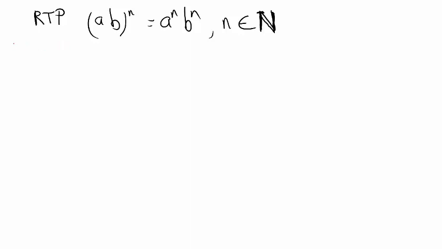So base case, try for n equals 1. One way of doing this is LHS means left hand side, RHS means right hand side. It's a common thing we do in mathematical proofs. I'm going to use that here. So left hand side, i.e. this side, then equals, if we're trying n equals 1, A times B to the power 1. Now we know that equals AB.